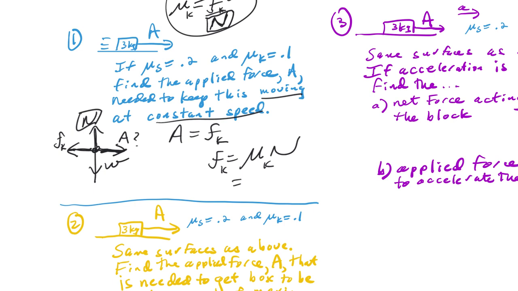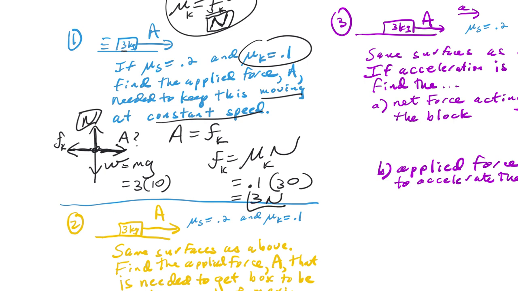Okay, so mu K is 0.1, that was given. The normal force is equal to the weight. The weight is mg, look on your equation sheet. Okay, so the box is 3 kilograms, that's the mass, times acceleration due to gravity, which is 10, so this comes out to 30. And so 0.1 times 30 is 3 newtons.